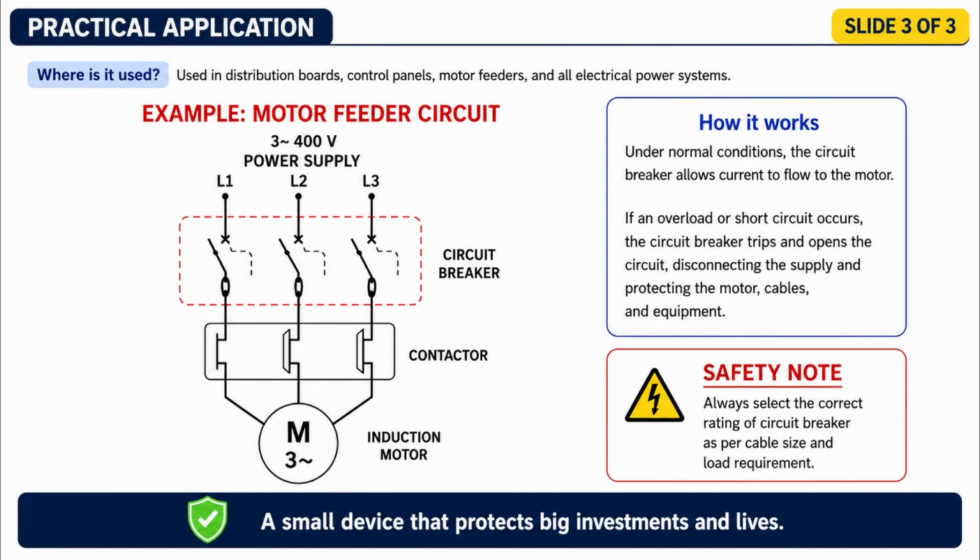In this motor feeder circuit, the three-phase supply passes through the circuit breaker, then the contactor and overload relay, before reaching the motor. The circuit breaker protects mainly against short circuit and high fault current, while the overload relay protects the motor from sustained overload.